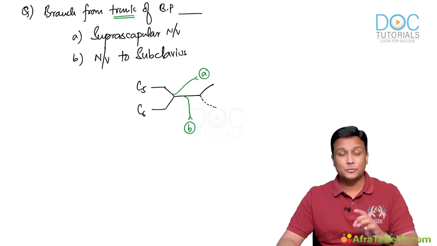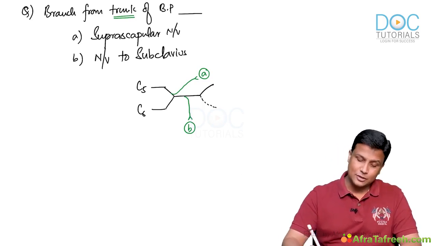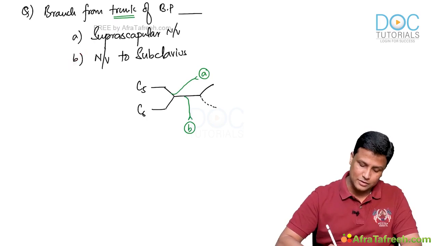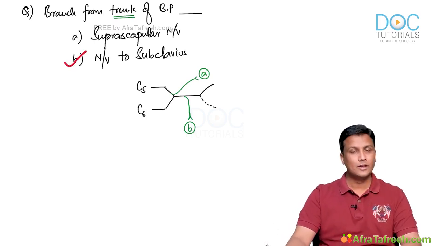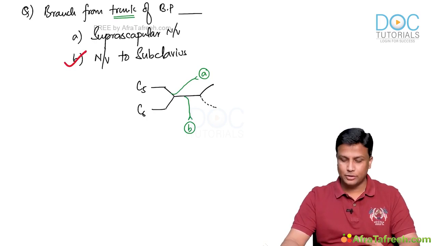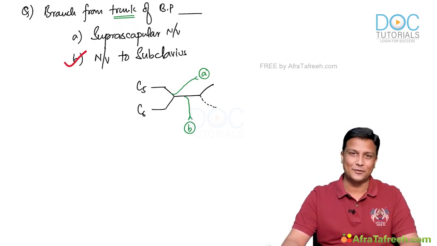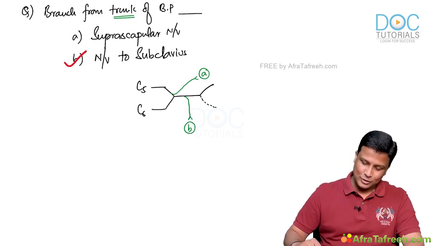So then what should be the answer? If this type of question is given, then the better answer from the trunk will be nerve to subclavius. So out of both the options, both the branches, the better answer will be nerve to subclavius. Hope the controversy has been clarified. Next, one more question, guys.